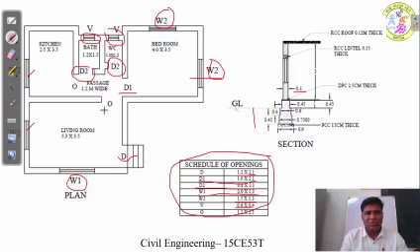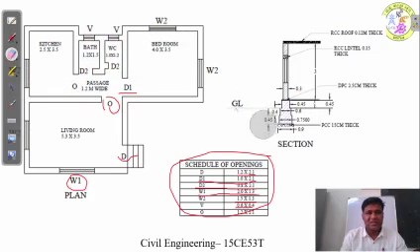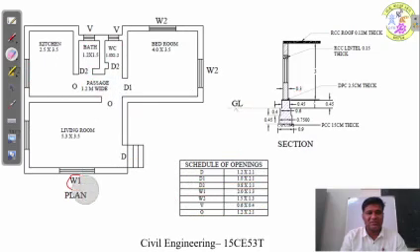And there are two openings for kitchen. It is not provided with a door, it is a regular opening of 1.2 meter by 2.0. There are two numbers, 1 and 2. So this is the detailed explanation for this plan, and next we will solve how to take the quantities for this plan.